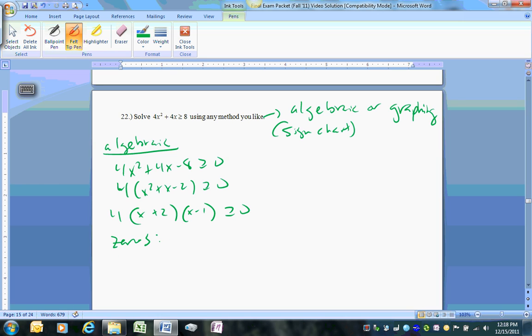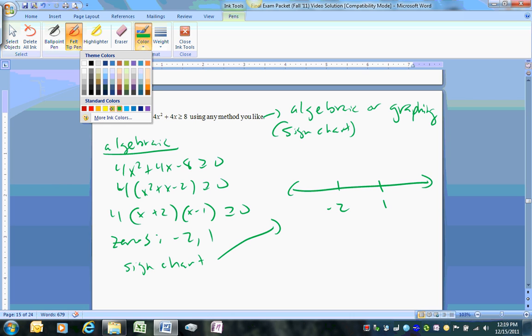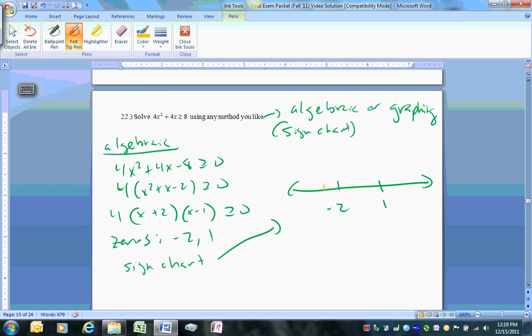Well, of course, we want to know the zeros are negative 2 and 1, but then you do a sign chart, so you can see which intervals will satisfy the inequality. So negative 2 and 1 are just the boundaries, because they make the expression 0. Then are numbers to the left of negative 2 going to make it greater than 0? In between negative 2 and 1? Or to the right of 1? So we test points. I'll use orange here. Let's mix it up: negative 3, 0, and 2.